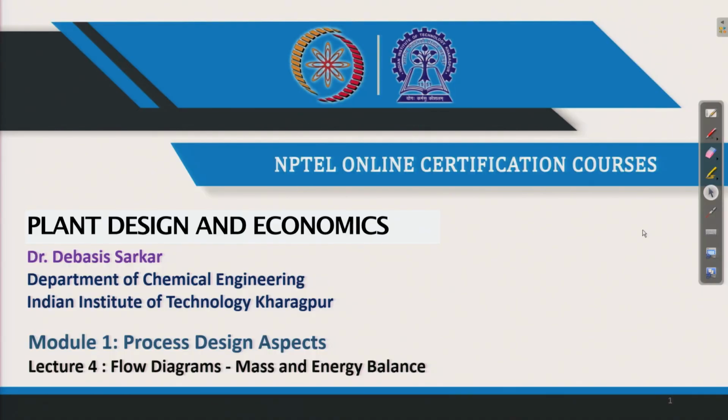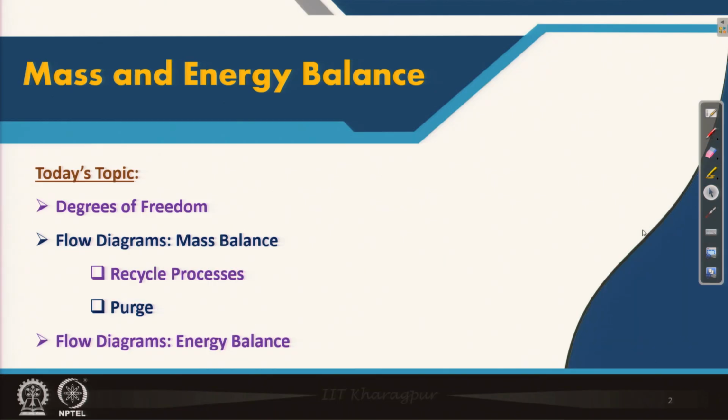Welcome to lecture 4 of plant design and economics. In our previous lecture, we talked about process flow diagrams. Now, we have seen that process flow diagrams contain mass balance information and energy balance information for all major streams. So, in this lecture, we will talk about mass and energy balance in some detail. So, this will be today's topic.